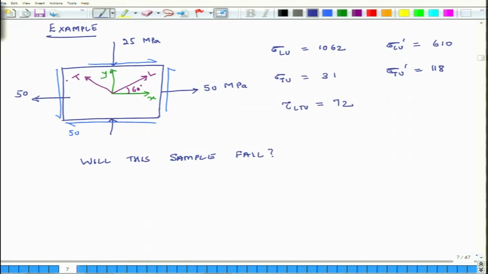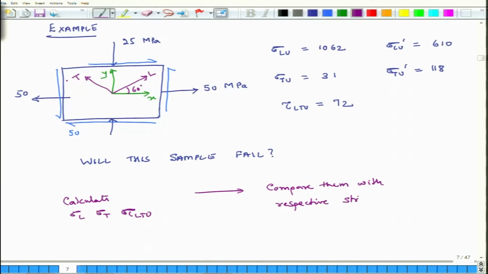So, how do we do this? We follow the following method. Calculate sigma L, sigma T and tau LTU, and then compare them with respective strengths. Okay. Compare them with respective strengths.